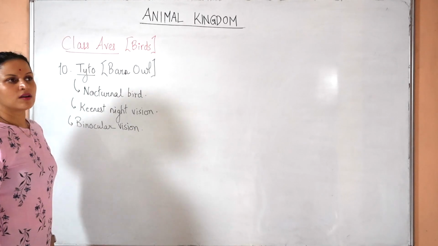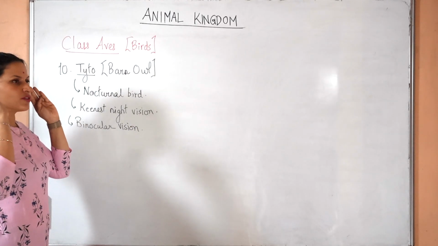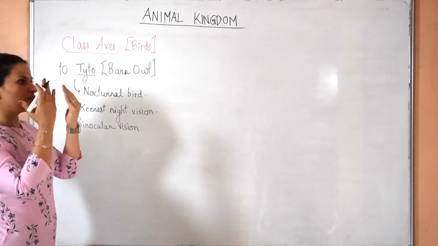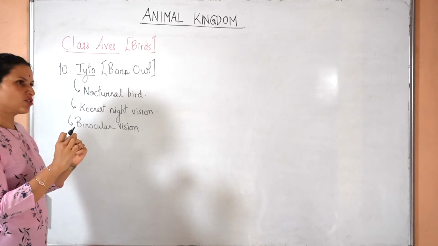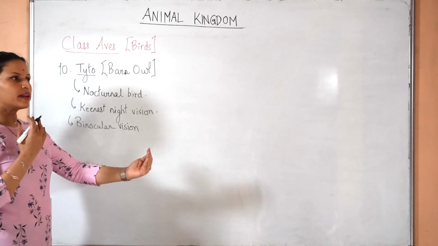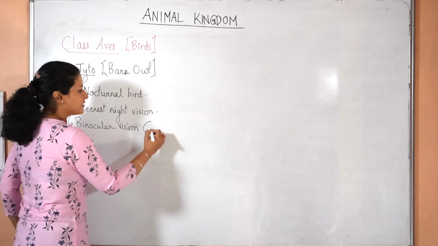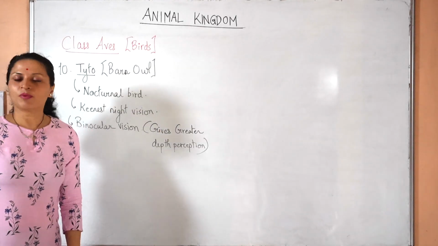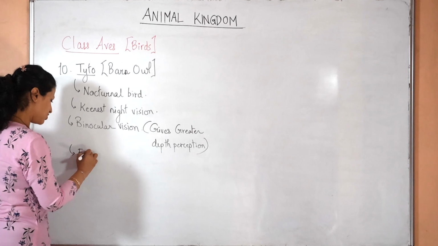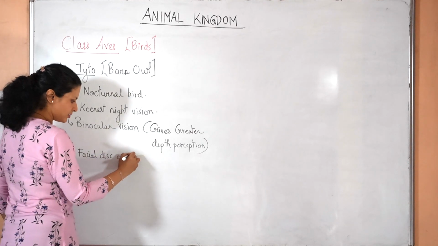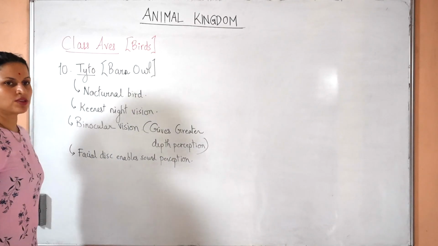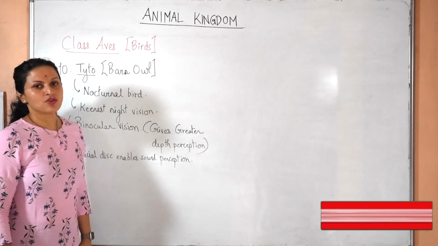Binocular vision meaning in most of the birds the eyes are located on both sides of the head, isn't it? But over here both eyes are located on the front of the head. That is called binocular vision. For other birds it is monocular vision. It gives greater depth perception. Greater depth perception means it can make out how far the object really is. Facial disc enables sound perception. Okay, it has excellent sound perception as well. So that was about the Tyto, barn owl.